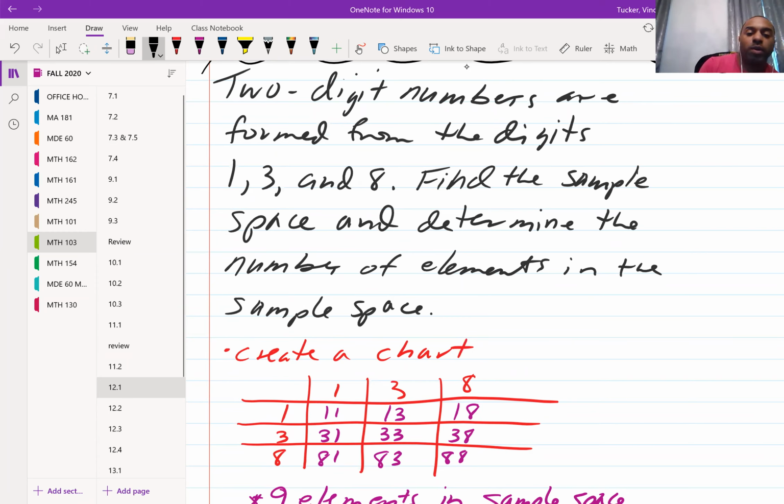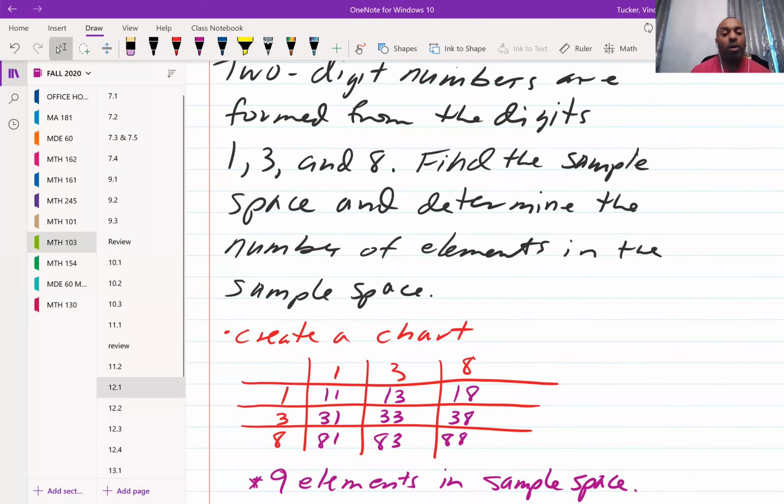So the first one is 1 and 1. Then we have 1 and 3, 1 and 8. Then we do 3, 1, 3, 3, 3, 8. And then last row will be 8, 1, 8, 3, and 8, 8. So those will be all of the two-digit numbers that can be created by 1, 3, and 8. And there are 9 elements or 9 numbers in that sample space.